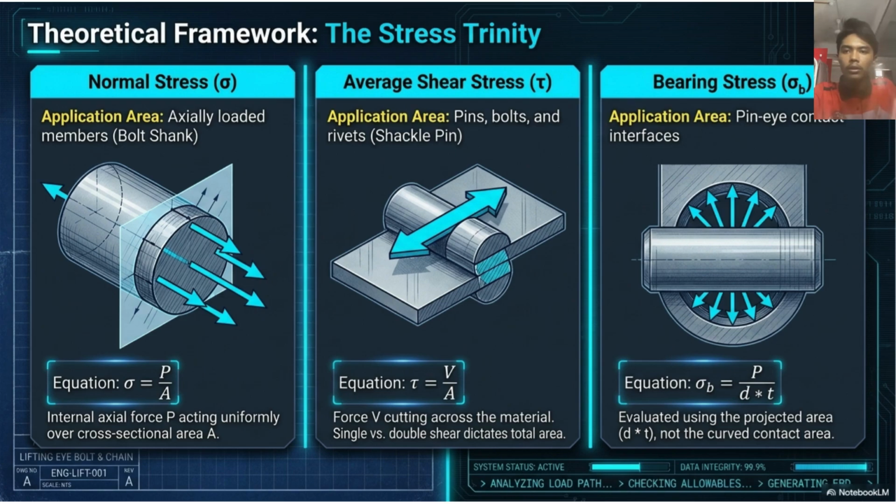The third one is bearing stress. This occurs at the contact surface between the pin and the eye interface. The stress is evaluated using the projected rectangular area, which is the diameter times thickness, rather than the actual curved contact surface. This foundational framework is what guides our calculations and safety factor verifications in the upcoming slides.